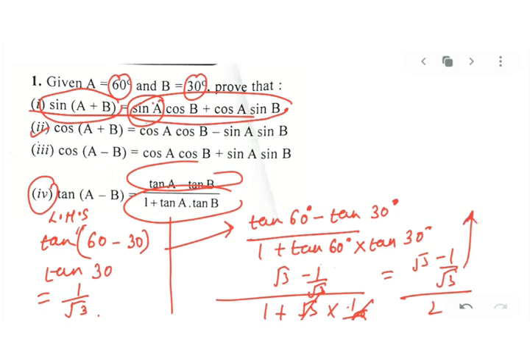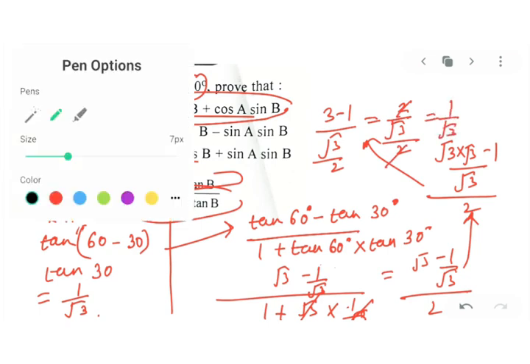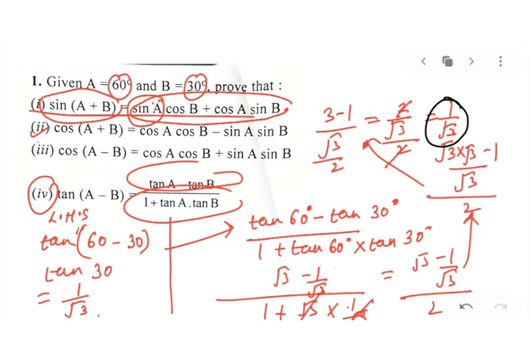Now take the LCM, my dear kids. The numerator will be root 3 into root 3 minus 1 upon root 3, upon 2. Okay, I am doing it here, and that will be 3 minus 1 upon root 3, upon 2. That will be 2 upon root 3, upon 2. This 2 got cancelled. So the answer is 1 upon root 3. That is the answer of your left hand side also. So this is 1 upon root 3, this is 1 upon root 3. You can write hence proved.